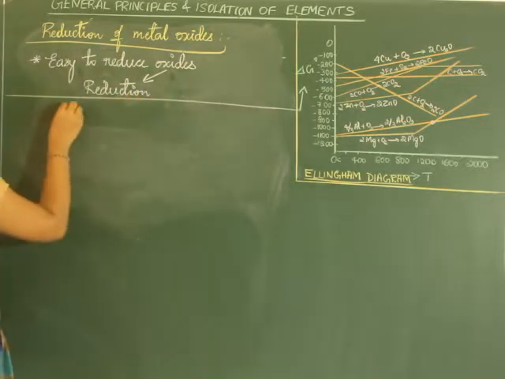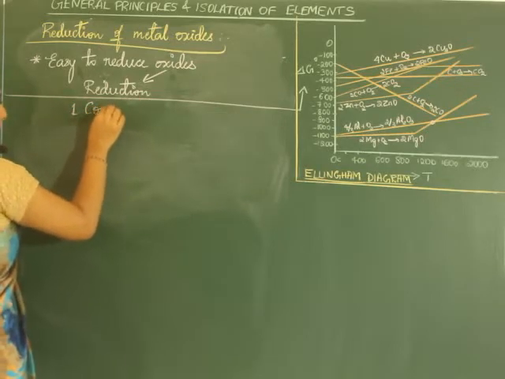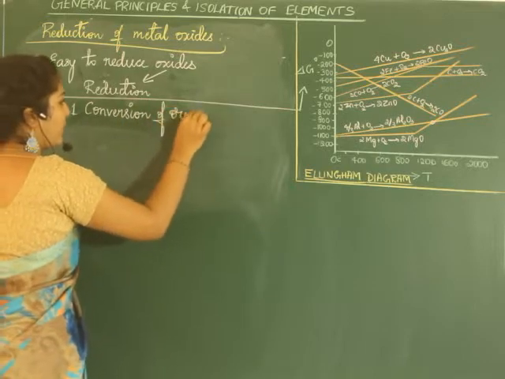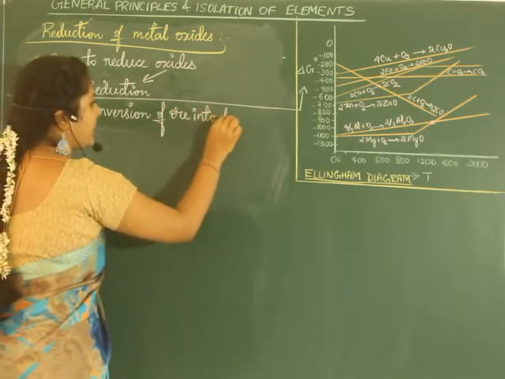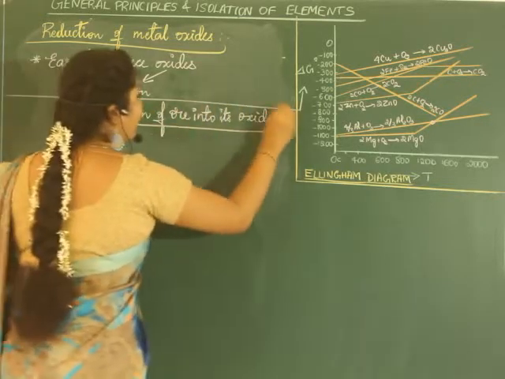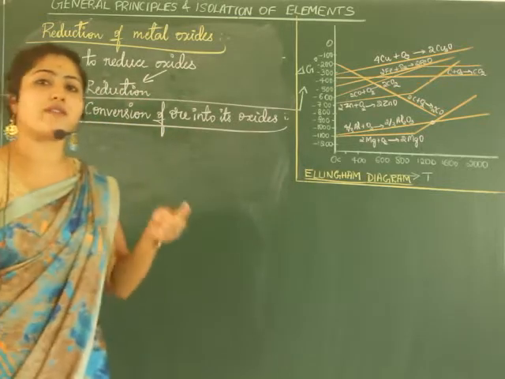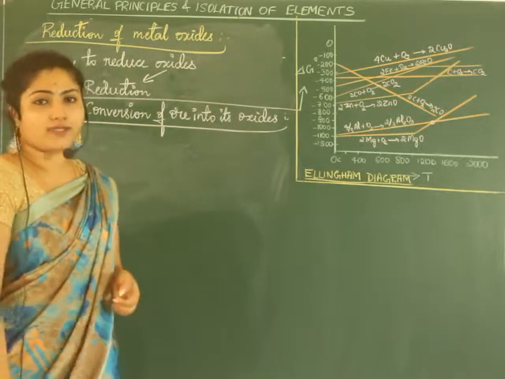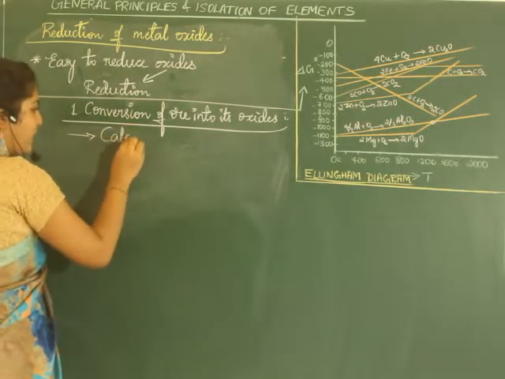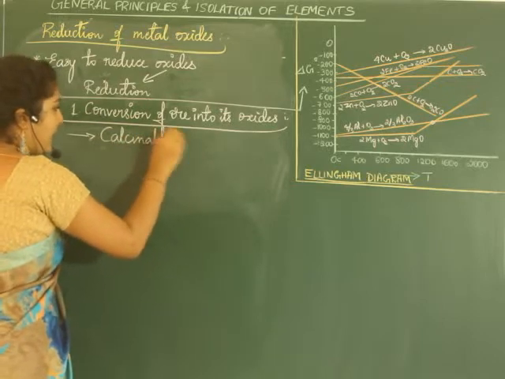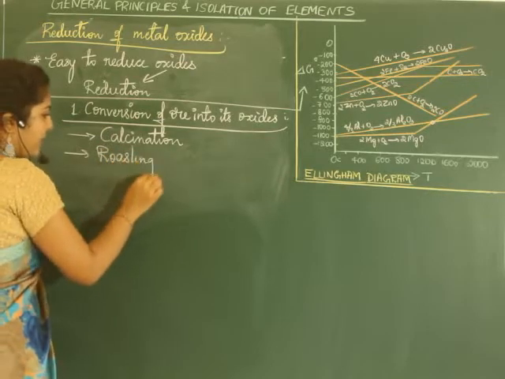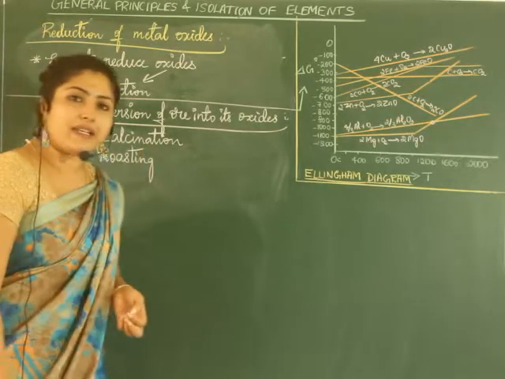So first what you have to do, first step is conversion of ore into its oxides. Conversion of ores into its oxide. That means conversion of concentrated ores into its oxides. How it can be done? There are two methods. One is called calcination, and the other method is called roasting. Which are the two methods? Calcination and roasting. What will be done in calcination?